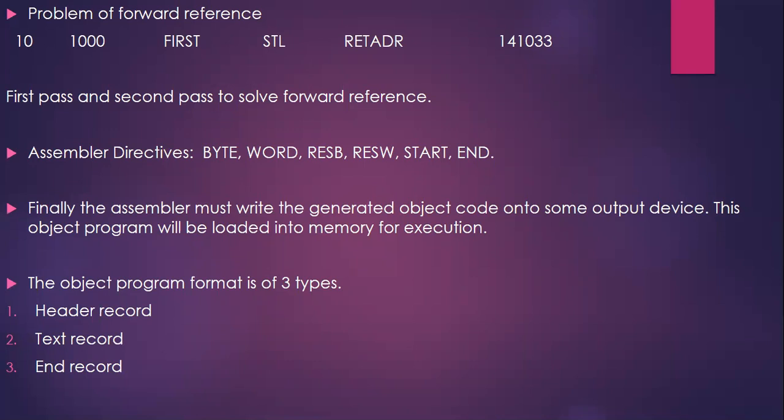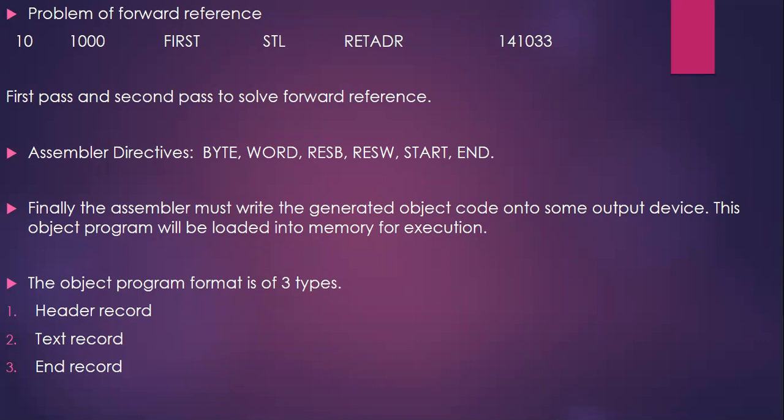At that time we identify the return address as 1033. Later, during the second pass, wherever return address is used, where we left it blank before, everywhere 1033 will be placed. This is how we solve the forward reference problem.